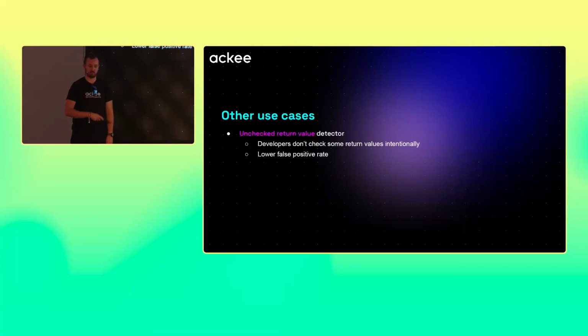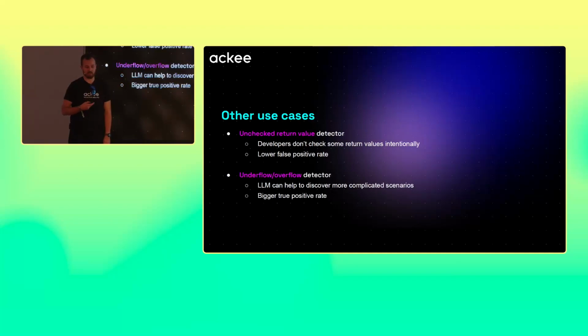And then we get to some other use cases. For example, the unchecked return value detector. It is also one of the detectors that pollute the output with a lot of false positives. Developers sometimes intentionally don't check the return values. And this can help to filter these false positive cases, so it makes the rate lower.